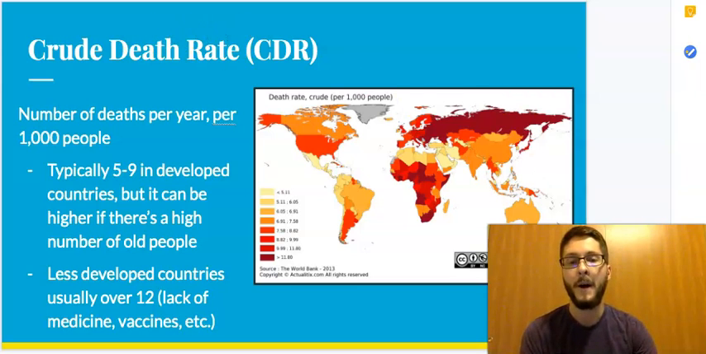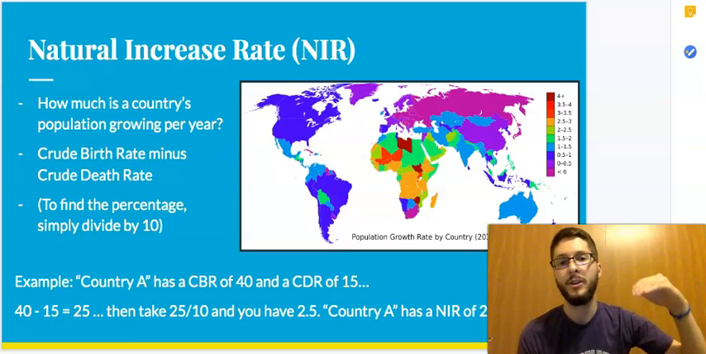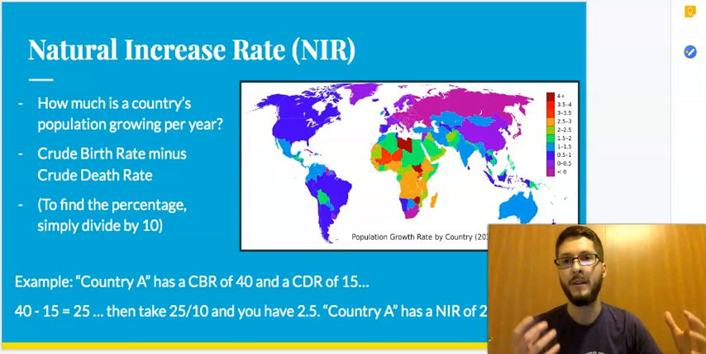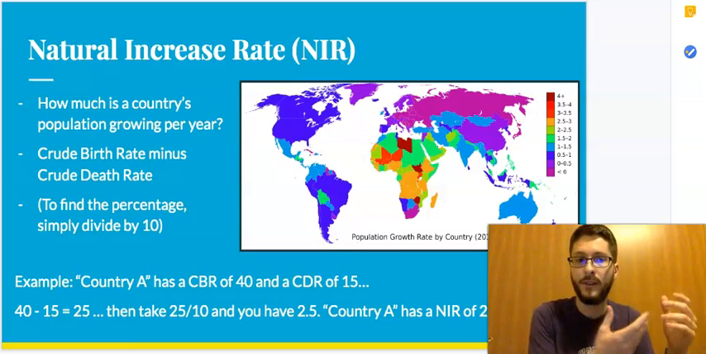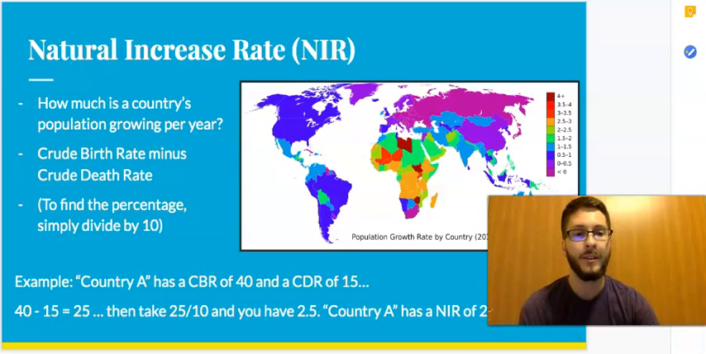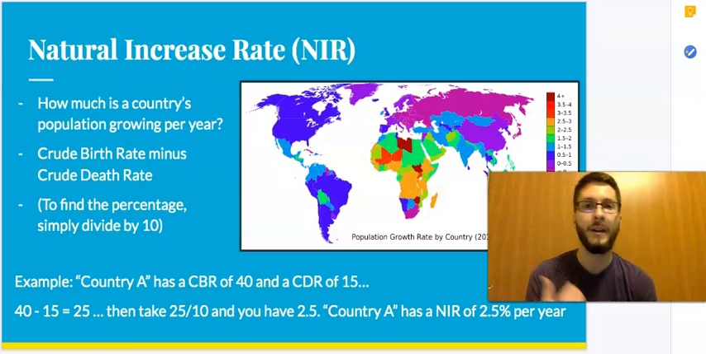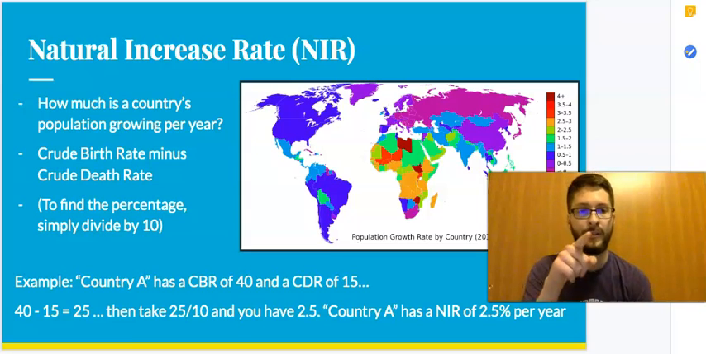When you put the two together, basically you take births minus deaths. If there are more births in a year than there are deaths, obviously you're going to see population growth. The rate at which the population is growing is called the natural increase rate. You take the crude birth rate minus the crude death rate. If you want to turn that into a percentage, all you have to do is move the decimal over one place, and boom, you've got it.